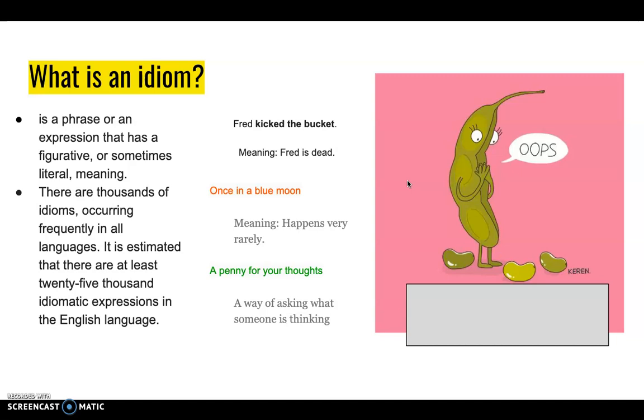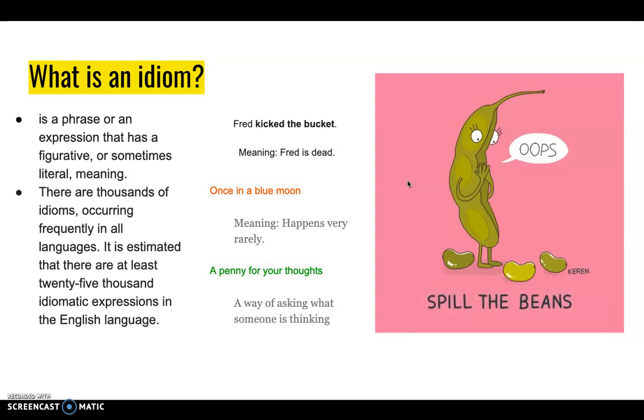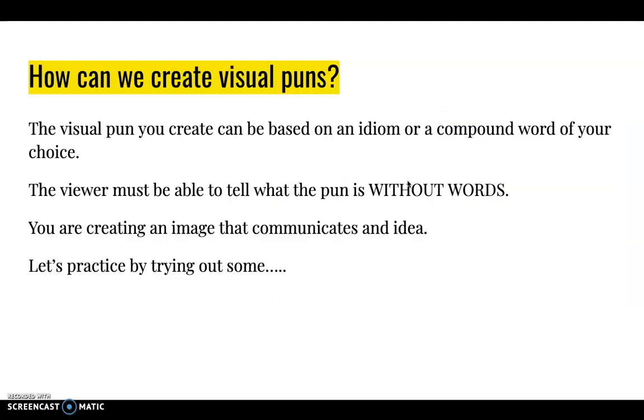So you can do a pun. You can do an idiom. So here's an idiom right here. We take a look at it. We have a pea pod saying, oops, spill the beans. All right, she dropped her beans. She says, oops. It can be very simple like this, okay?